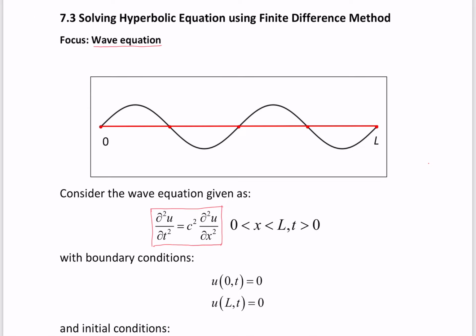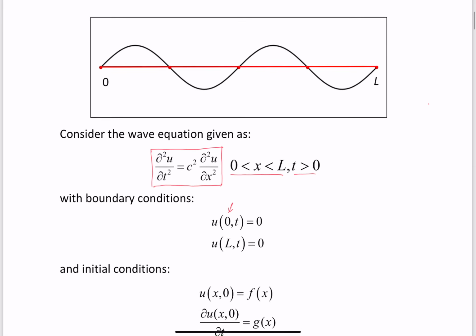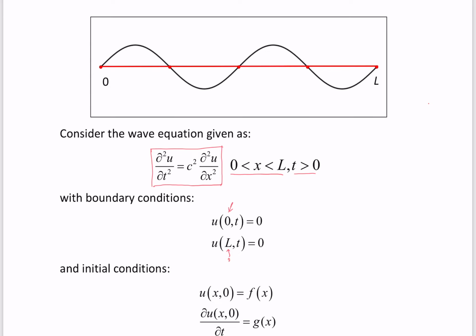a box now. Partial squared u partial t squared is equal to c squared partial squared u divided by partial x squared, that is defined from 0 to L for all t greater than 0. And then we have a boundary condition at the left end, x equal to 0, and we also have a boundary condition at the right end, when x equal to L, also equal to 0.